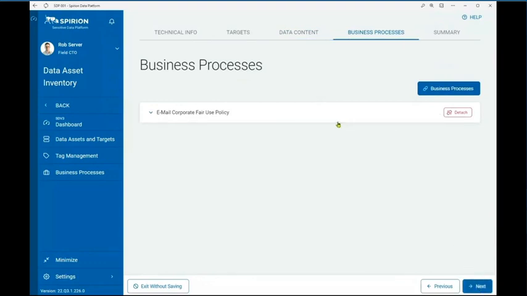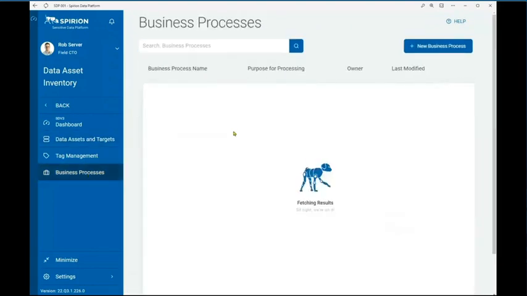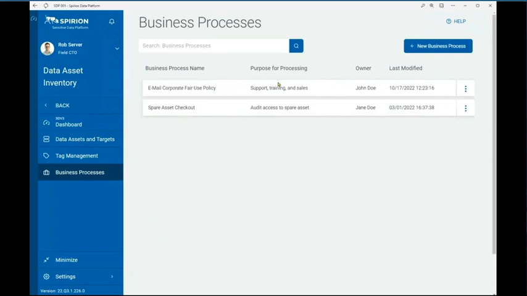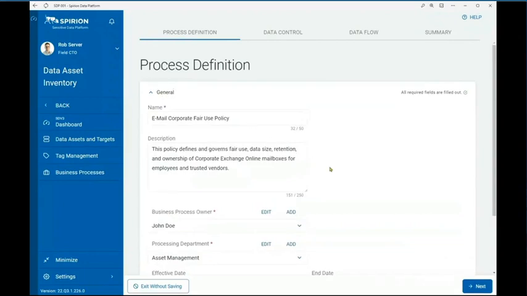Business process. What business process covers this type of asset? In this case, it's the email corporate fair use policy. You may also have additional documents, such as what items are behind storage, how much Microsoft is willing to throttle you, for example, all those sorts of things you can put as part of the business process. So we can go into the business process and take a look at the email fair use. And this is where I can define all those things.